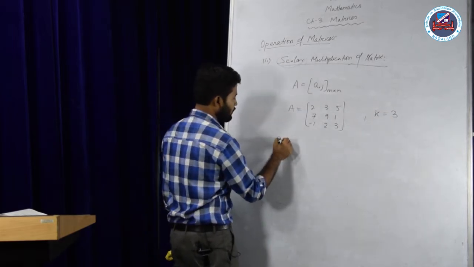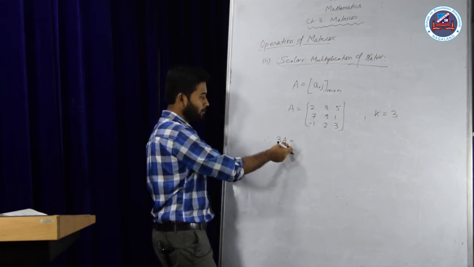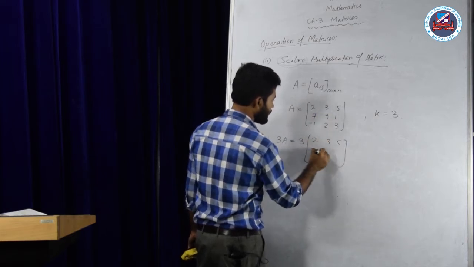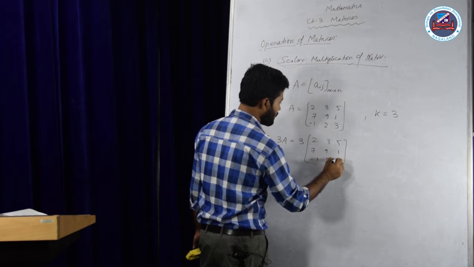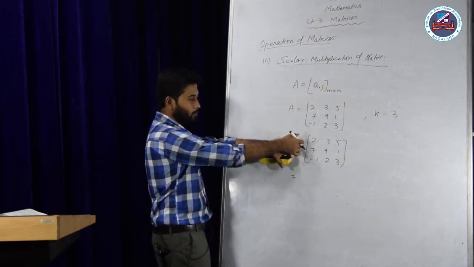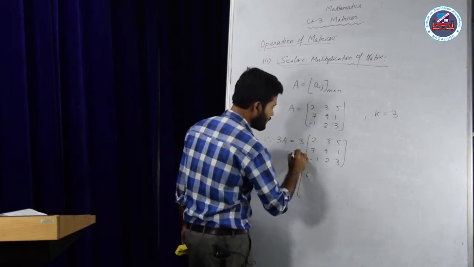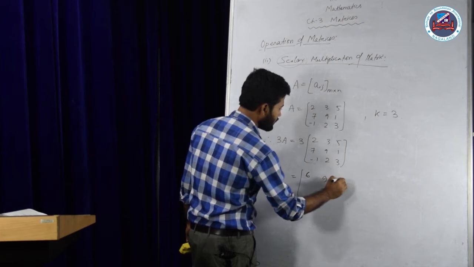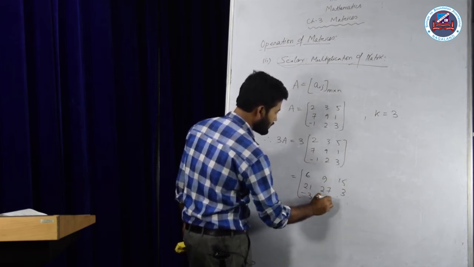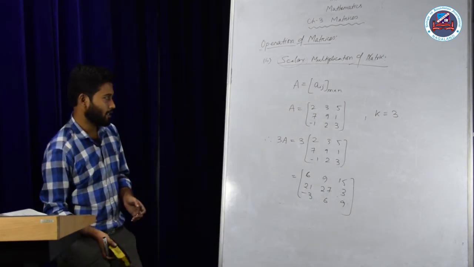Therefore, thrice A will be, that means I have multiplied this scalar with the matrix A, so it will give us 3 into this matrix 2, 3, 5, 7, 9, 1, minus 1, 2, 3. And this will result to, see here, this scalar 3 will be multiplied with each of the elements of the matrix given. That means 3 into 2 it will be 6, 3 into 3 it will be 9, then 15, 21, 27, 3, minus 3, 6, and 9. So that is all about scalar multiplication of matrix. A very easy concept.